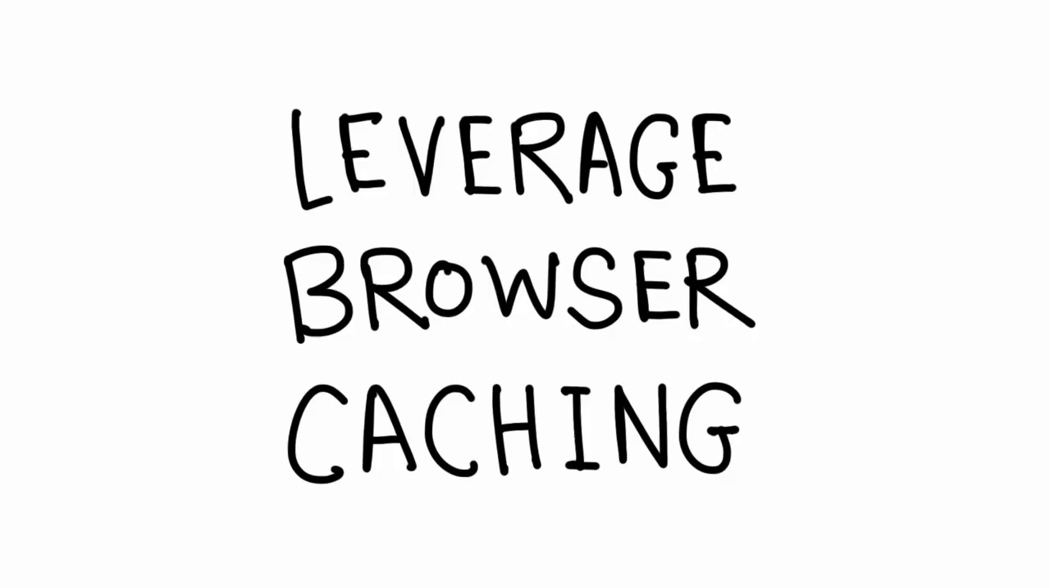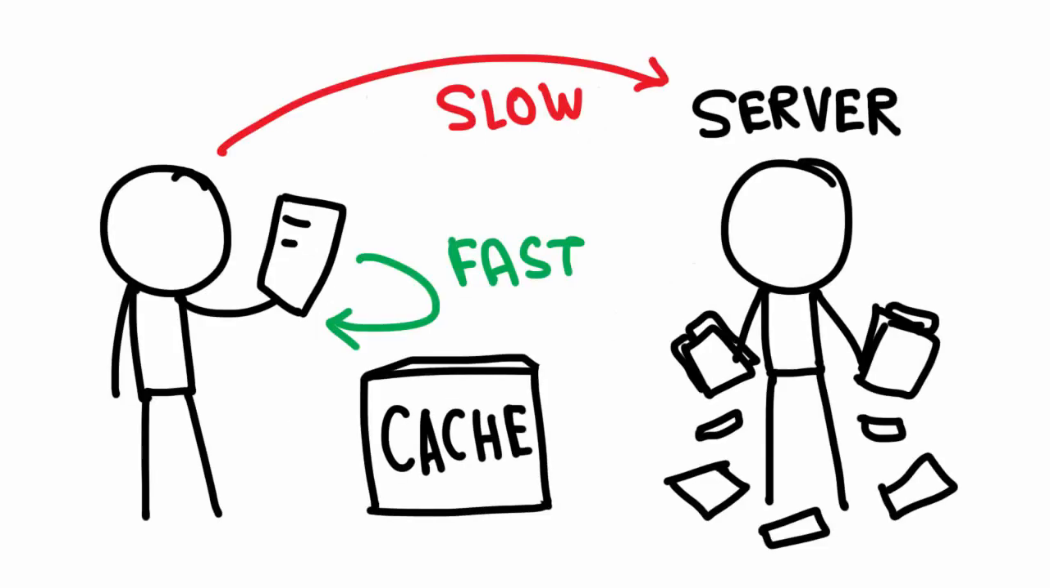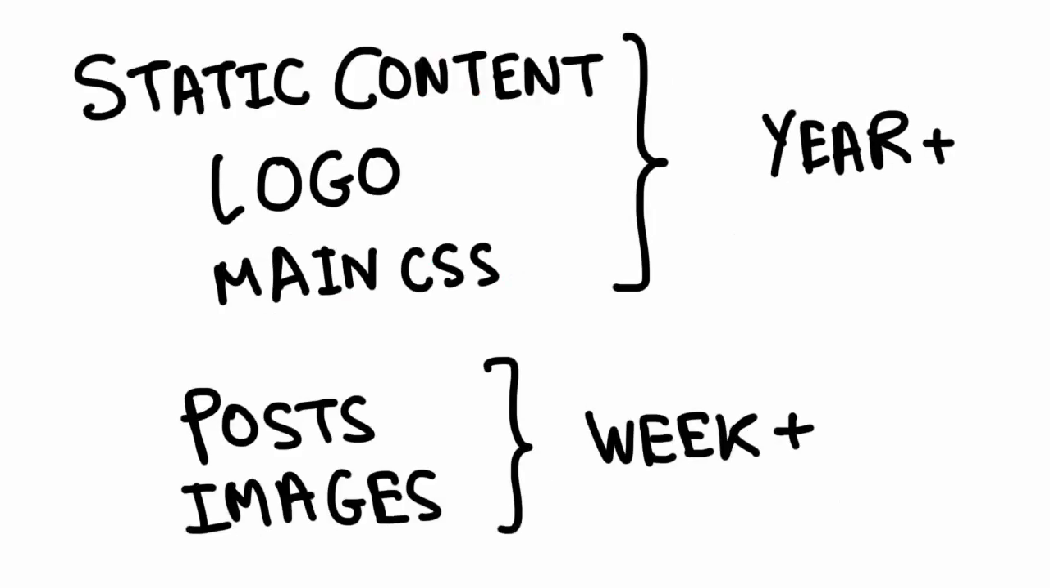Fourth point here is leverage browser caching. Now caching is simply asking the browser to reuse the already downloaded resources instead of fetching the same from the server. This saves a lot of time. Leverage browser caching means you need to specify how long to cache the given content. Truly static content can be cached for well over a year, while everything else can be cached for more than a week.